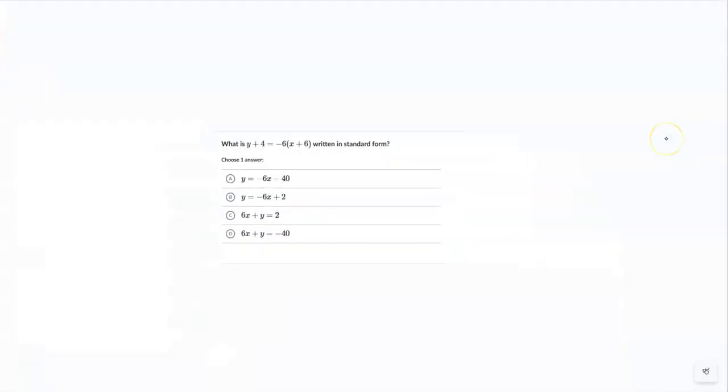So actually there's two options here. Both C and D are written in standard form. These two are written in slope-intercept form, which we just talked about in the previous assignment. So right now, we know it is not A and it's not B, because they're in the wrong form. So the answer is either C or D, because those are both in standard form. Let's see which one is accurate.